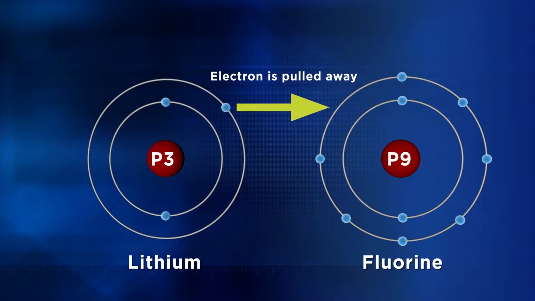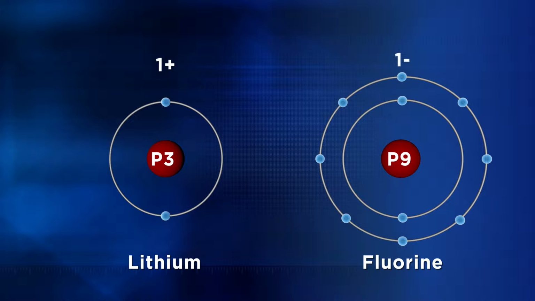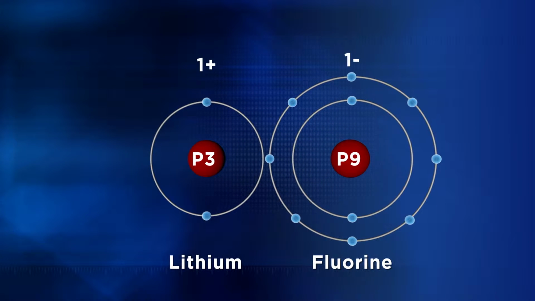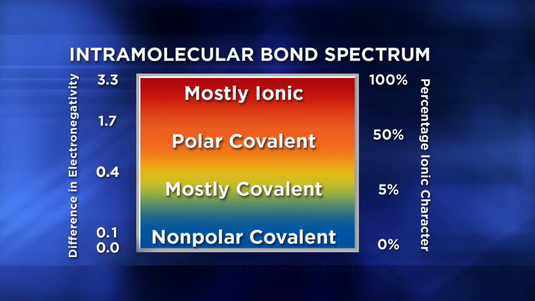We explored intramolecular bonds, which are bonds that hold atoms together within a molecule or formula unit. Rather than bonding simply being ionic or covalent, we found that there's a whole range of bonding patterns, referred to as the intramolecular bond spectrum. These bonds range from ionic to polar covalent, mostly covalent, and nonpolar covalent.